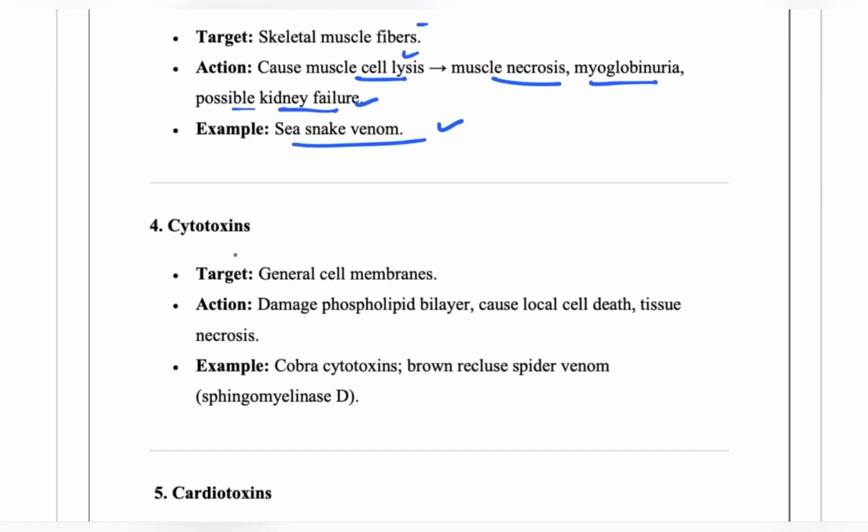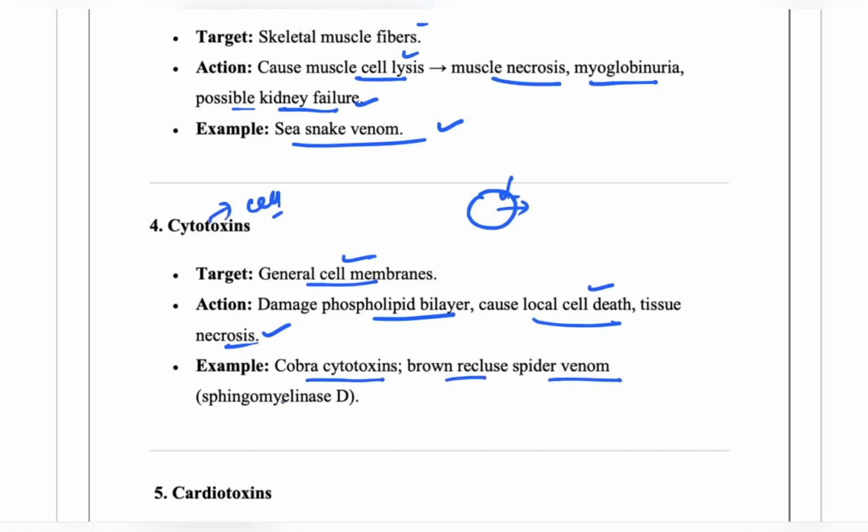Then there is cytotoxin. The cell membrane is the target of cytotoxin, because the cell is basically the target. The action is that it damages the phospholipid bilayer. If the phospholipid bilayer is gone, the integrity of the cell is lost, right? And it causes local cell death. Wherever the toxin is, that particular cell is going to die, and tissue necrosis will be there. Examples are cobra cytotoxin and brown recluse spider venom. All these are cytotoxin venoms, right? They bind to the cell membrane and cause damage to the phospholipid bilayer, right? Spider venom is given here. The chemical nature is sphingomyelinase D.